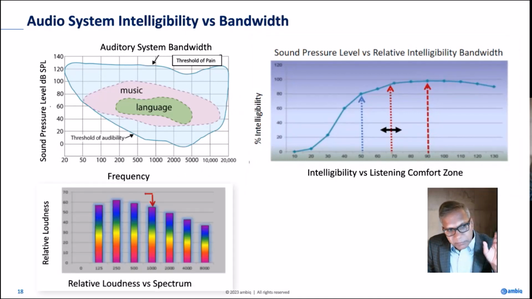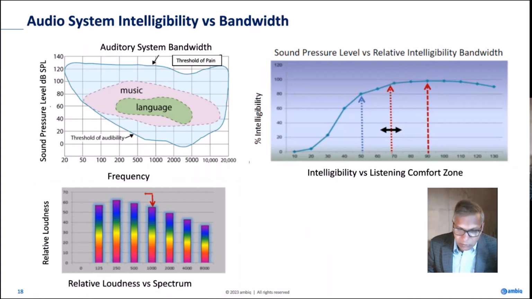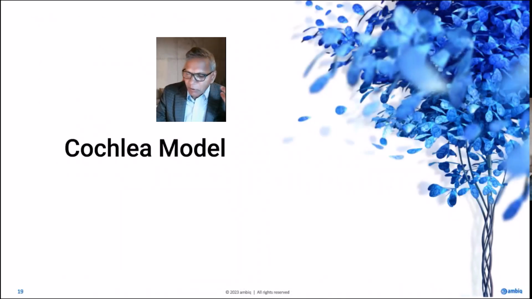In terms of relative loudness versus the spectrum or the bins, more than 50% of the energy comes from below 1000 hertz. More than 80% of intelligibility comes from over 1000 hertz. So you need both frequencies. You need low frequency for loudness. You need higher frequency for clarity. We'll revisit this when we talk about DRC design and equalizer design. So that is about our auditory system.